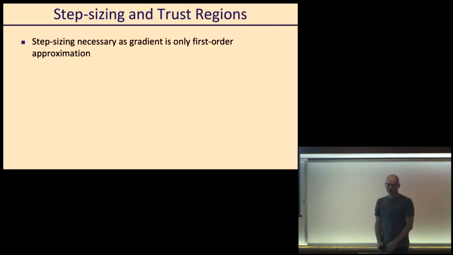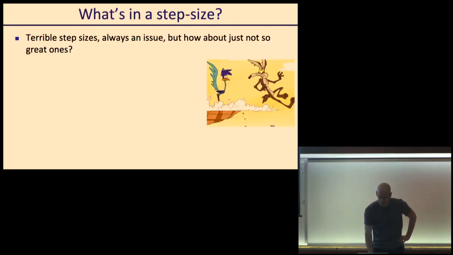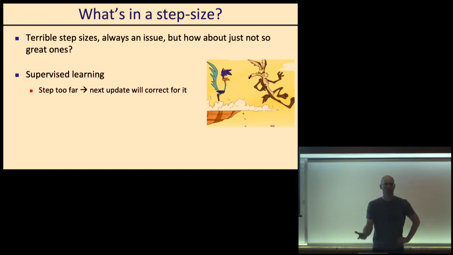So, step sizing and trust regions. Step sizing is necessary as the gradient is only a first order approximation. Terrible step sizes are always an issue, but how about just not so great step sizes? What happens? Well, in supervised learning, if a not so great step size means you step too far, you'll look at the next batch of data, it'll bring you back in the other direction, and it essentially self-corrects. You might have wasted a little bit of time, but it self-corrects.